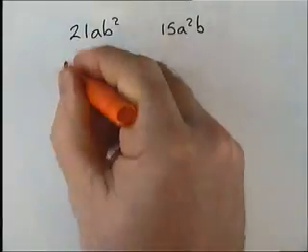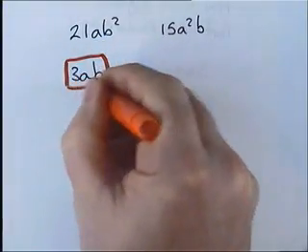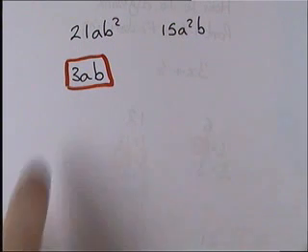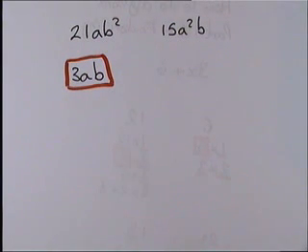Now if you manage to get the 3, that's a good start, or an a, that's fantastic, or a b. If you've got 3ab, then you've got everything you need to be able to factorise the hardest ones, because that's the highest common factor. You've got to try and find the highest common factor each time.